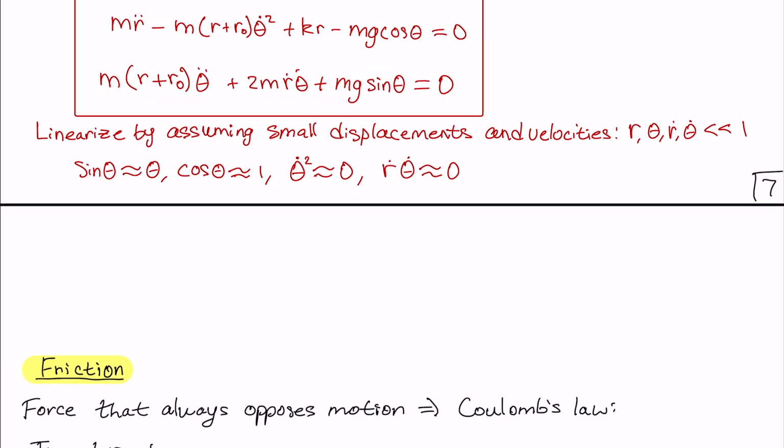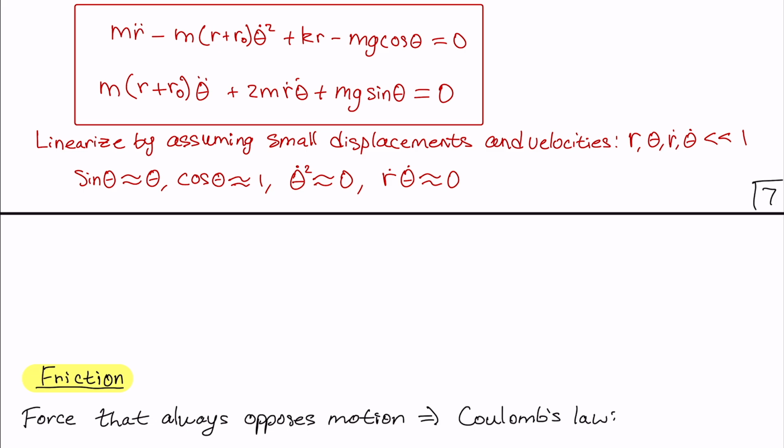Okay, if we do that, we're going to eliminate a bunch of terms, and for the first equation, we'll end up with m r double dot plus kr is equal to mg. So we've actually eliminated the theta from that equation. Then for the second one, we'll get m times (r plus r0) theta double dot plus mg theta is equal to 0. And here we're not able to eliminate the coupling. We still have this r appearing in the theta equation.